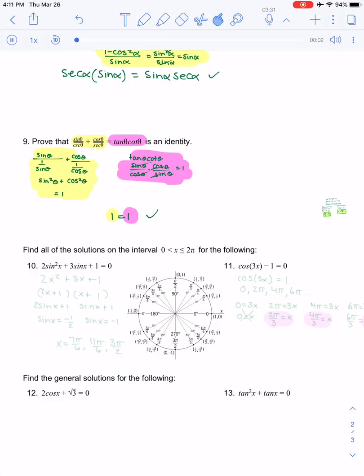Okay, so this one we want to find solutions on our interval 0 to 2 pi. Notice that it's when x is greater than 0, not greater than or equal to 0. So we're not going to include 0 as an answer ever.